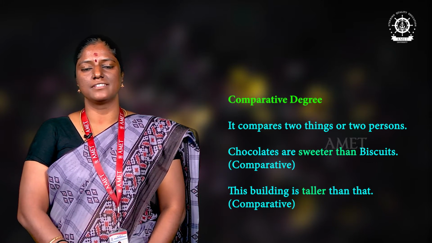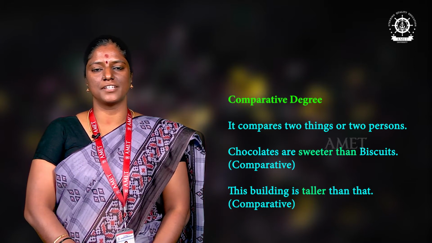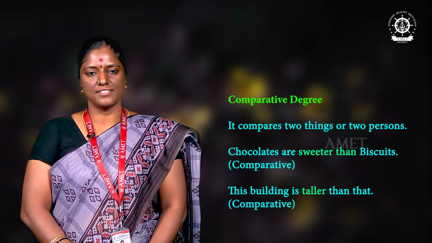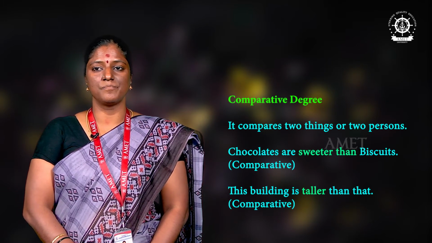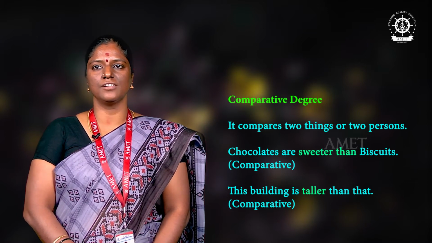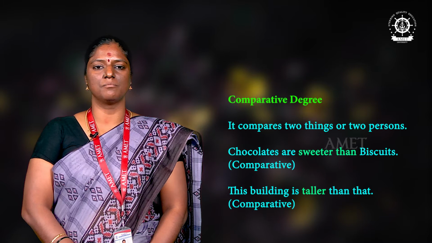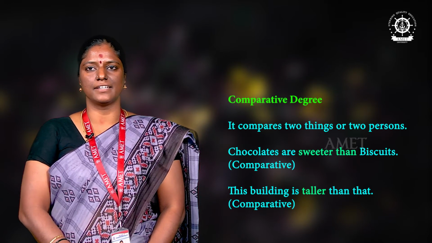Okay. Next, we will see one more example. This building is tall. Tall is the root adjective. So, tall is a one syllabic word, so we are adding ER for comparative. This building is taller than that. So, comparative means it compares two things or two persons. Then we must add than in the sentence.